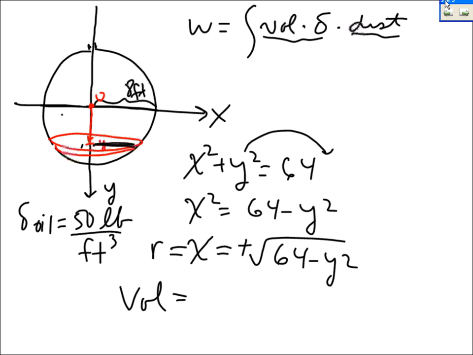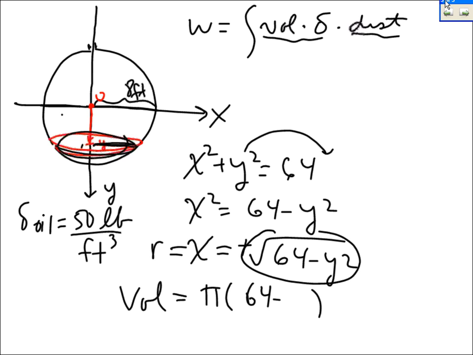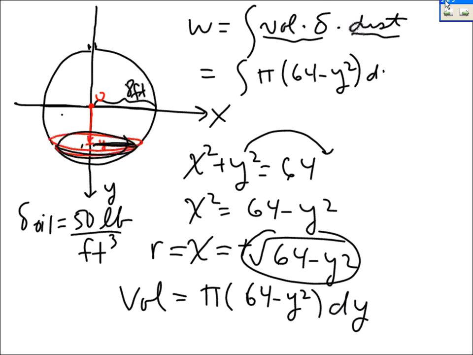The volume of this slab is the circle, pi times r squared. And when you square this, you just get 64 minus y squared times the thickness, which is dy. That's the volume. This is pi times 64 minus y squared times dy times the density, which is 50.